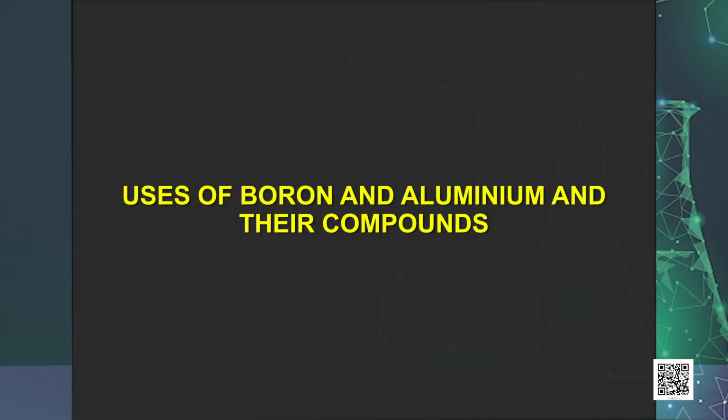Till now, we have learned about group 13 elements and some of the compounds they form. But we must know why we need to study these. Let us now discuss some of the uses of boron and aluminium and their compounds.